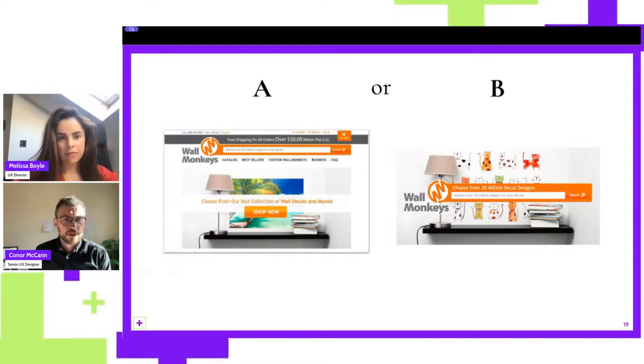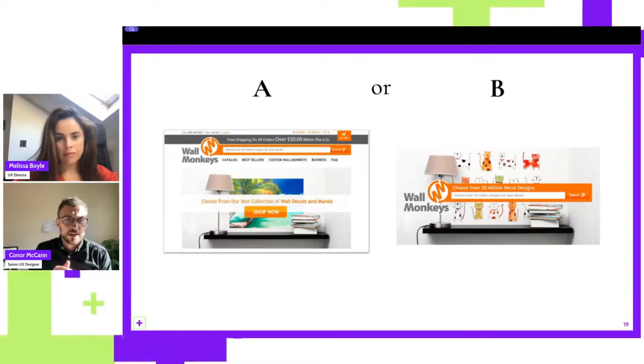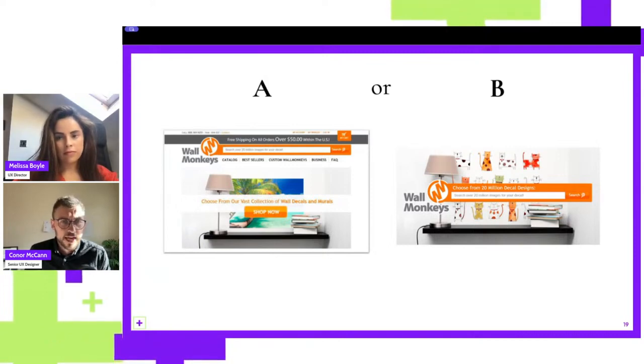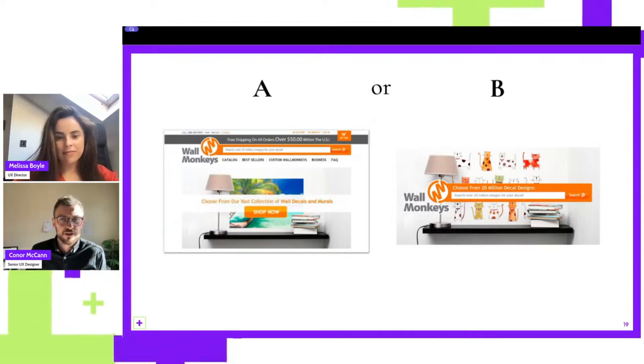So this first website is from Wall Monkeys. It's a company that sells decals online to customers. They offer a design-yourself option or browsing from a wide selection of pre-made products. So if you can, just pop in A or B as your selection. You can give rationale if you want, but don't feel like you have to, just give an indication.